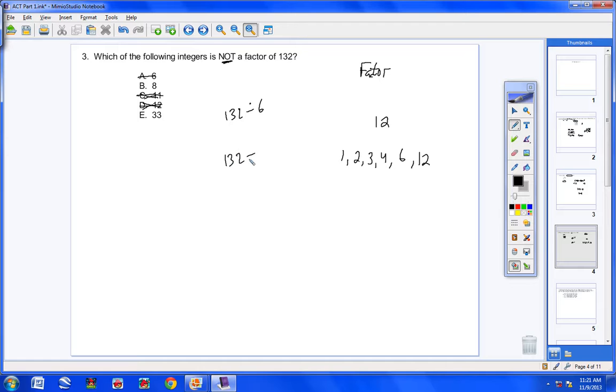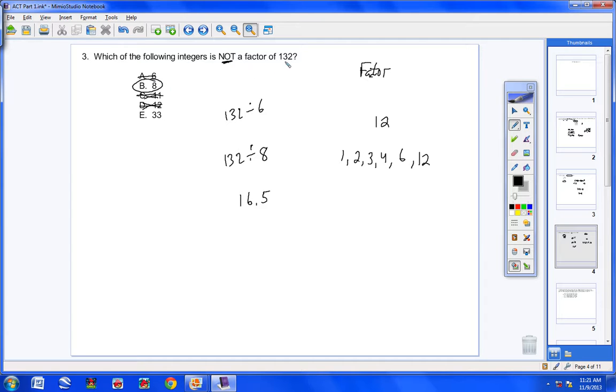Take 132 and divide it by 8. Oh, stop right there. When you take 132 and divide it by 8, it does not go into it evenly. You get 16.5. So, which of the following integers is not a factor of 132? 8.